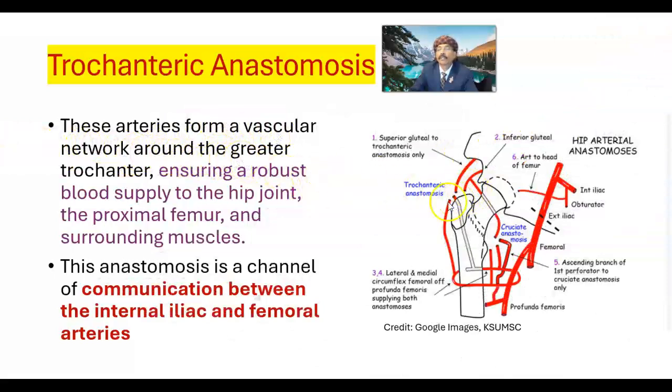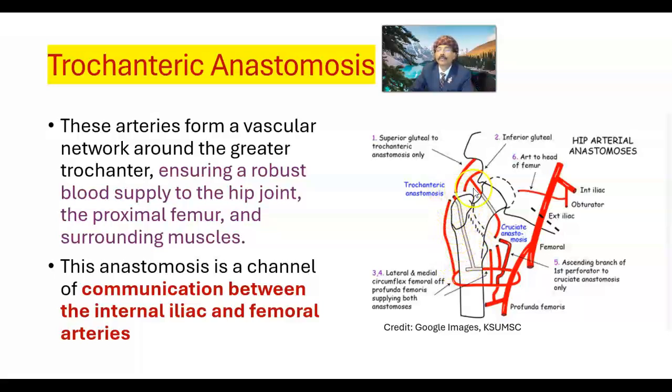Okay, we have got that here. Superior gluteal to the trochanteric anastomosis. We should have the inferior gluteal. Okay. We have the lateral and medial circumflex femoral arteries. Going to make the trochanteric anastomosis here. Okay, so we have the medial and lateral circumflex femoral artery ascending branches.